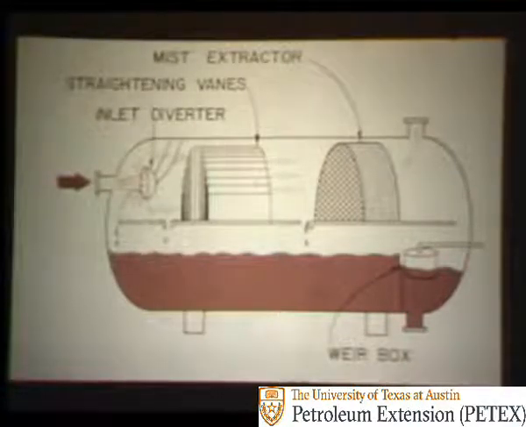They are: 1. The inlet diverter for initial separation. 2. Straightening vanes for reducing gas turbulence and for removal of liquid droplets entrained in the gas. 3. The mist extractor for the final scrubbing of the gas. And 4, finally, baffling and weir boxes to reduce liquid turbulence and to provide a calm area for separation and liquid level control.